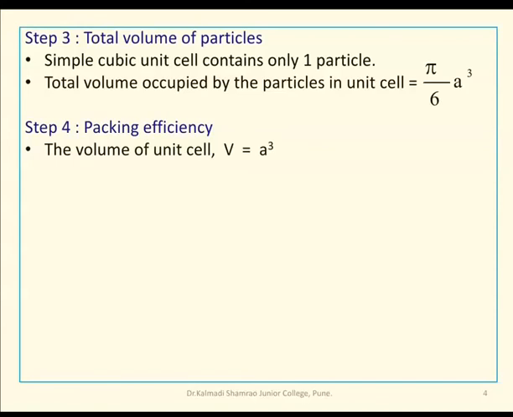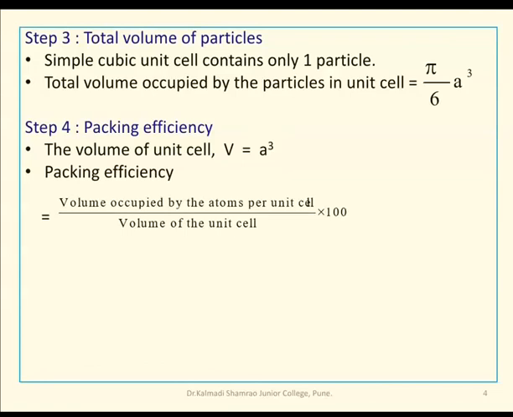The volume of a unit cell is given as capital V, which is the cube of edge length, that is a cube. Packing efficiency according to the formula is volume occupied by the atoms per unit cell divided by total volume of the unit cell multiplied by 100. Substituting the value as volume occupied, which is your calculated answer, pi by 6 a cube, volume of the unit cell as a cube, multiplied by 100.